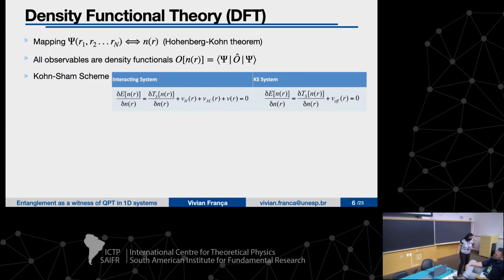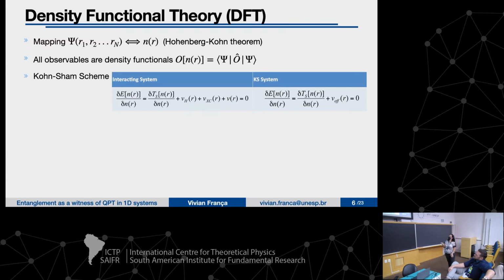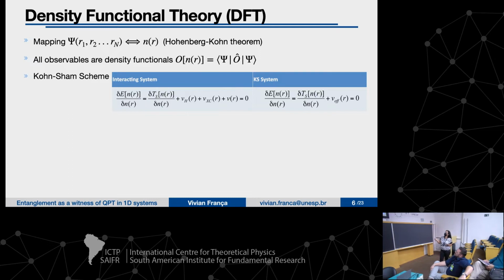There are other ways to do DFT, but this one is the most standard approach. In this scheme, we map the interacting system, which I don't know how to solve or which is very complicated due to the interactions, to a Kohn-Sham system, a fictitious, non-interacting system. This is performed by forcing the effective potential in the simpler case to reproduce the density of the complex, interacting system.